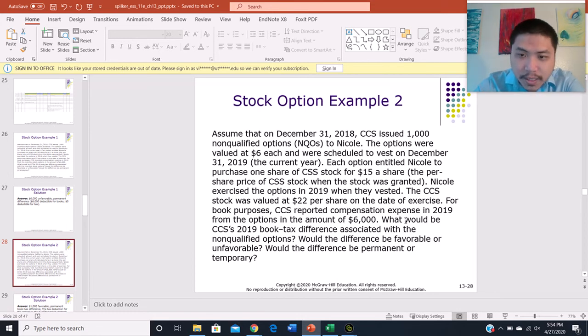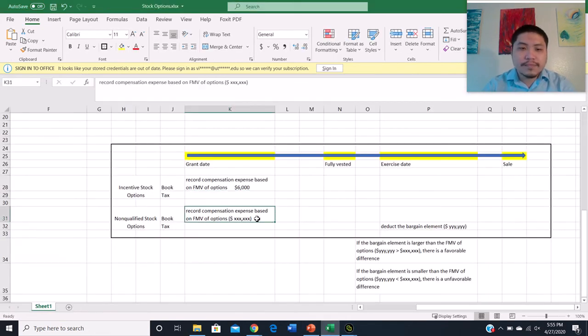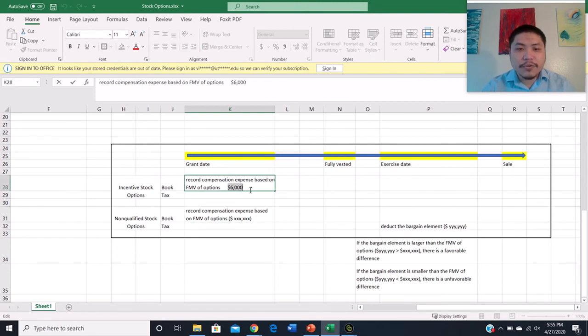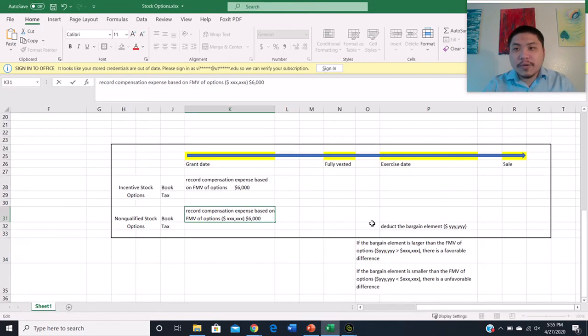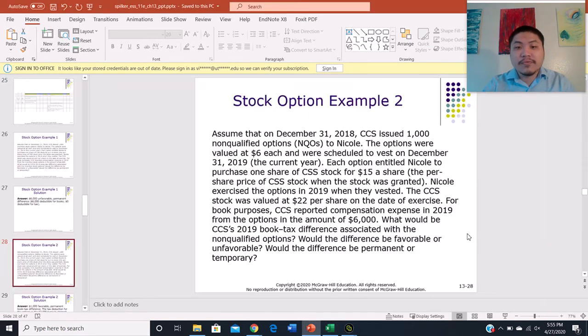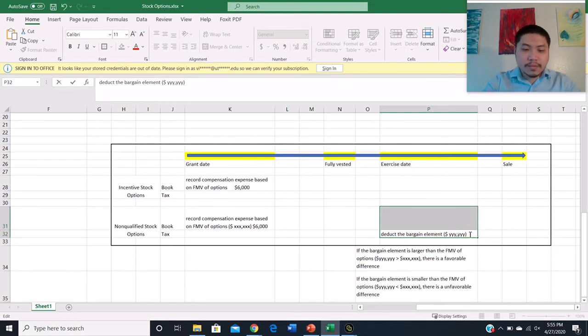So the question asks, what would be CCS's 2019 book tax difference associated with the non-qualified options? Would the difference be favorable or unfavorable, and would the difference be permanent or temporary? In this case, it is a non-qualified option, so the firm is going to record $6,000 for book purposes. Then on the exercise date, since it is a non-qualified option, the firm can deduct the bargain element, which is 22 minus 15, $7 times 1,000, so it's going to be $7,000.